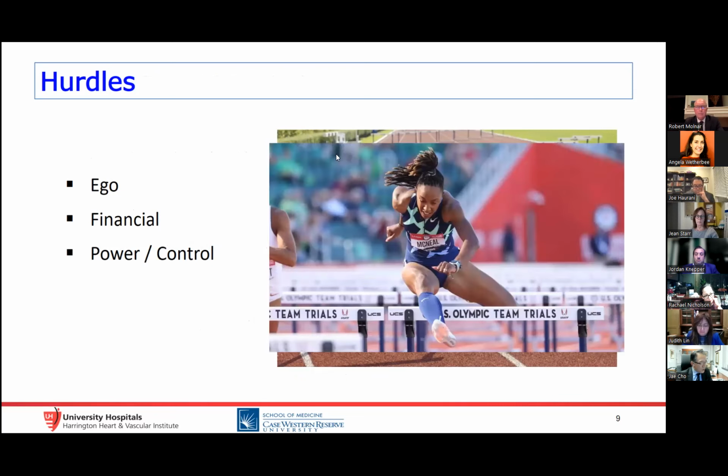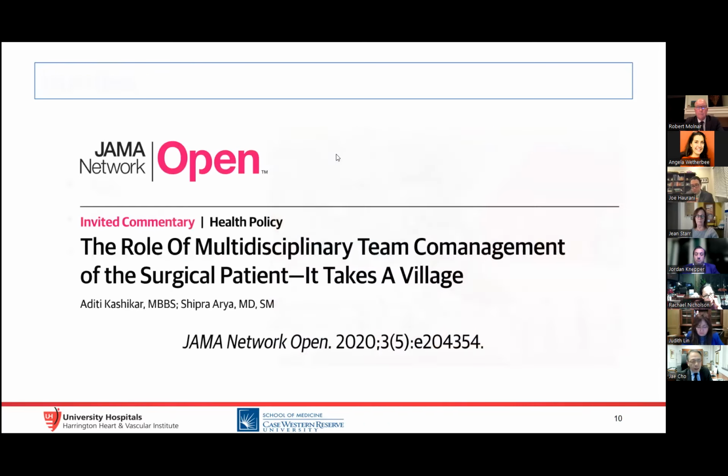In order to overcome these hurdles, we have to dump this baggage that gets in the way of accomplishing our mission. And like I said, it's not easy. Sometimes it takes a village, as shown in this JAMA commentary. In my humble opinion, it takes actually even more than a village, more often than not.